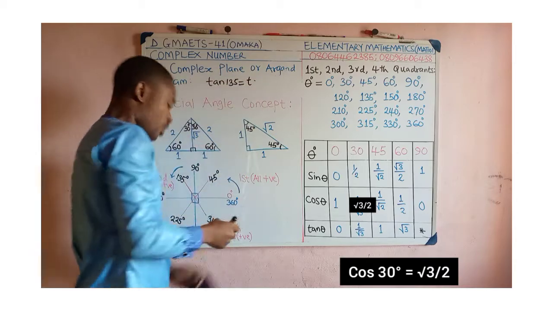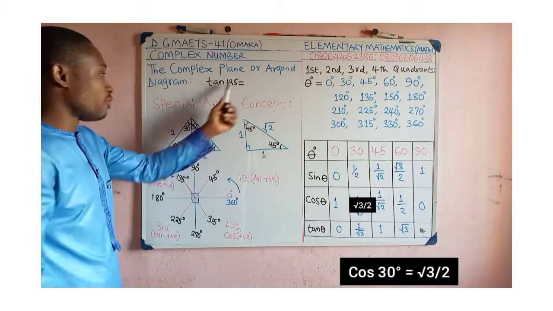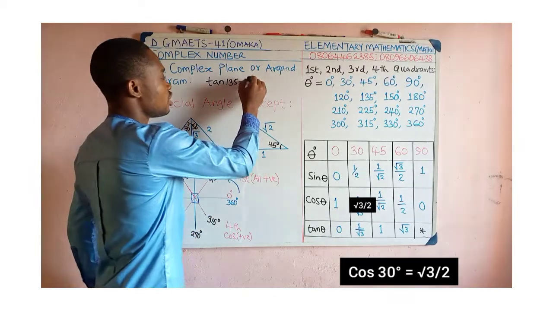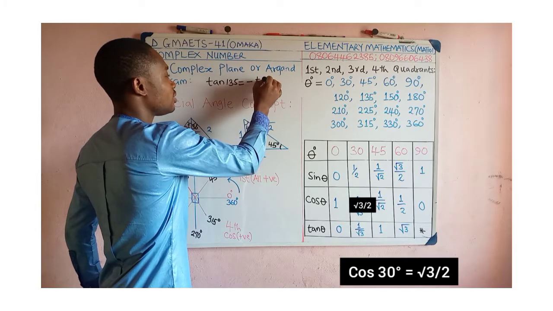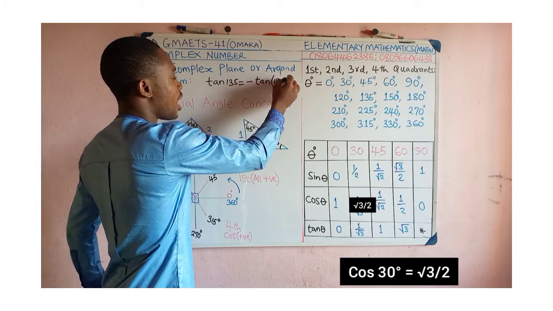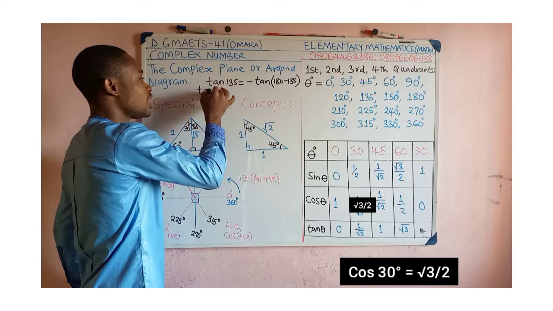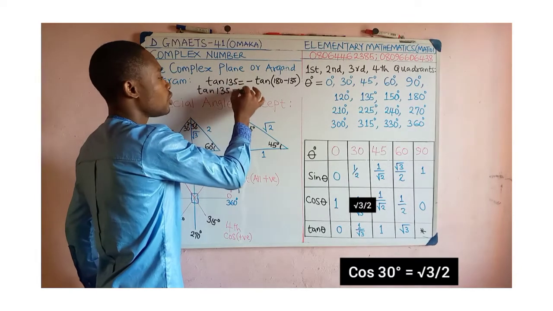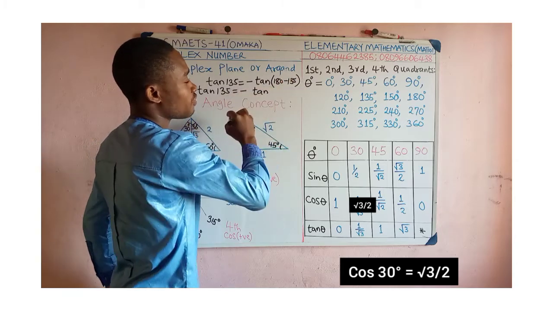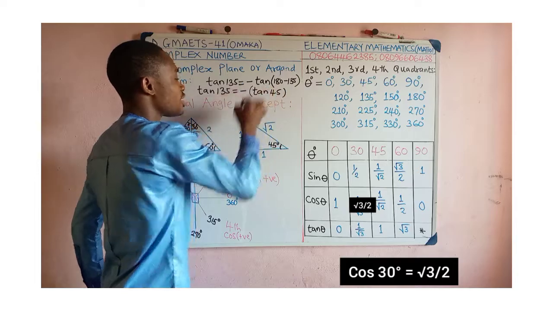First of all, let's identify the quadrant of this number. It's in the second quadrant. Tan there is negative. So this is going to be minus tan of 180 minus 135. Tan 135 will now be equal to negative of anything you get from tan of 180 minus 135. 180 minus 135 is 45, we know that, is that not so?